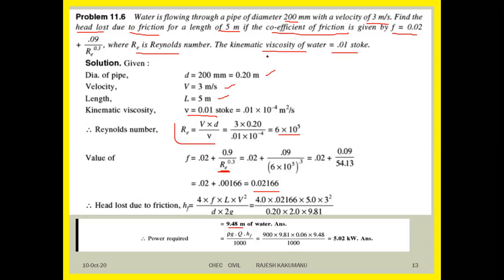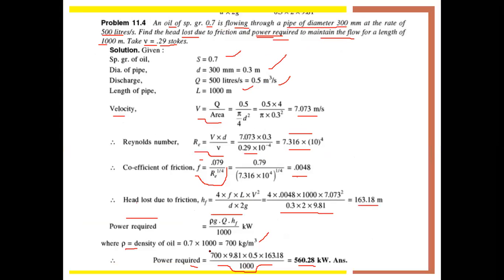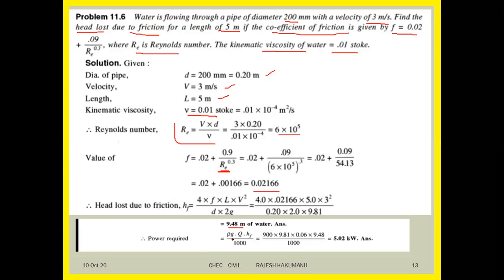So the power evaluated, we'll calculate the power also. What is the power formula? Rho into g into Q into hf by 1000. This is the power formula. In the same way here also, rho into g into Q into hf by 1000. That is equal to 900 into 9.81 into 0.06, the discharge Q, and 9.81.